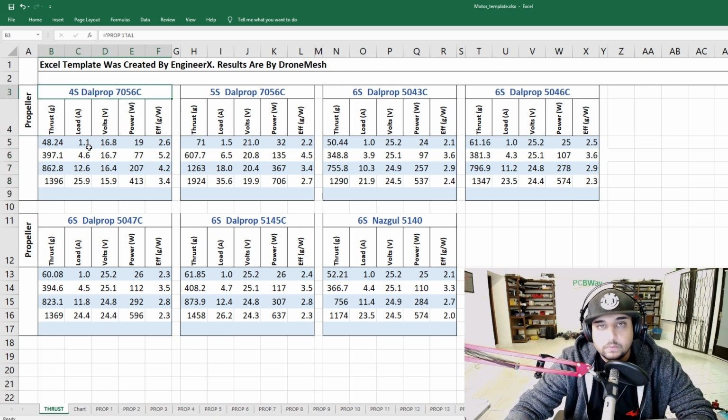The 4S was the most efficient, and how efficient you might say? Well, we were getting 1.4 kilograms of thrust, so 1,400 grams of thrust for 26 amps. That's crazy. That is crazy, because a 2207 or any of those other motors at 1.4 kilograms, you'd be pushing around 50 amps, 40 amps, 30 amps. So this is pretty crazy. But don't forget, this is a 7-inch propeller, so keep that in mind also.